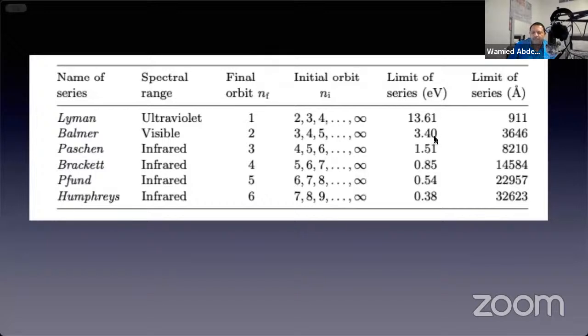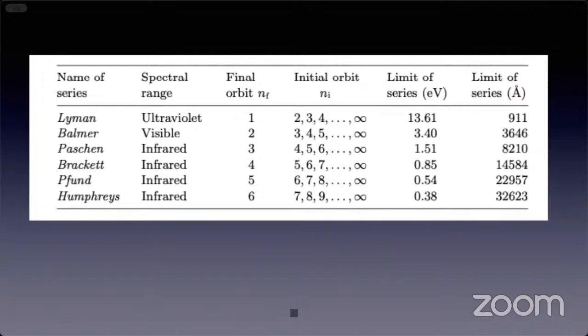Again, 3.4 electron volts. That is the highest energy when an electron makes a transition from infinity all the way down to n equals 2. So from infinity to 2.